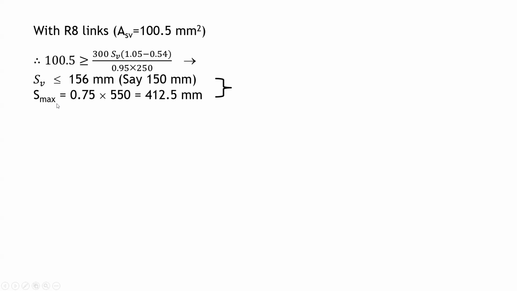And also we have to compare it with s max. s max is 0.75 times the effective depth. So we take the minimum of the two values. So here we will use R8, or diameter 8 millimeter links, at 150 millimeter spacing. This is the design of the shear reinforcement, or the links, at the critical section, which is at a distance d from the face of the support. Now, as you know, the shear in this beam was linear. So when we go through the beam close to the center line, the shear is less, and therefore we don't need this value or this spacing here.